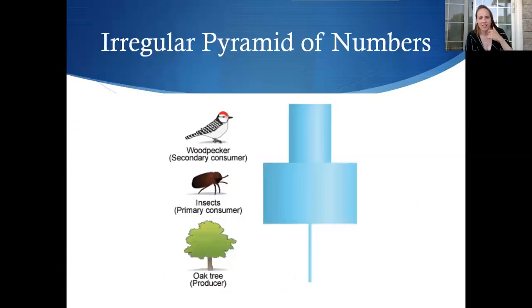This is what an irregular pyramid of numbers would look like. So in this case, you have an oak tree, which is very, very large, being eaten by insects, which are very, very tiny. And so that has made the bottom of this pyramid irregular. You have a few trees being eaten by a lot of insects. And then the woodpecker is once again bigger than the insect, so that's why the top part of this is back to regular, back to a smaller chunk on top of a bigger chunk. So you do need to be able to recognize that if I gave you a food chain, you would have to be able to draw a likely pyramid of numbers or a pyramid of energy and stuff like that.